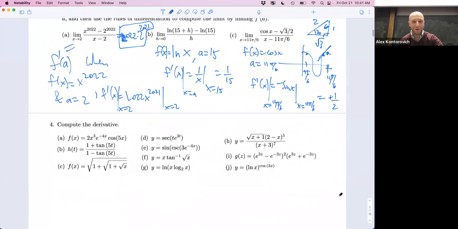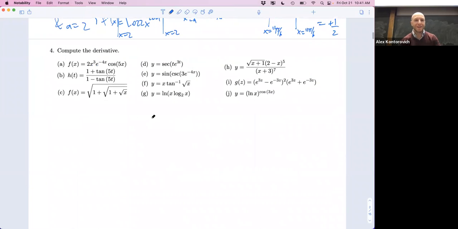Next. Compute the derivative. Oh, God. All right. How would you do this first one? A horrible sequence of, I don't know how I would do it, actually. I think I would do logarithmic differentiation. Is that what you guys are suggesting? Yes? Product rule. You could do a series of product rules. I'll try the logarithmic differentiation. So I get log of 2 plus 3 log of x. Ooh, that's very nice. Minus 4x, because natural log of e to the minus 4x is minus 4x.